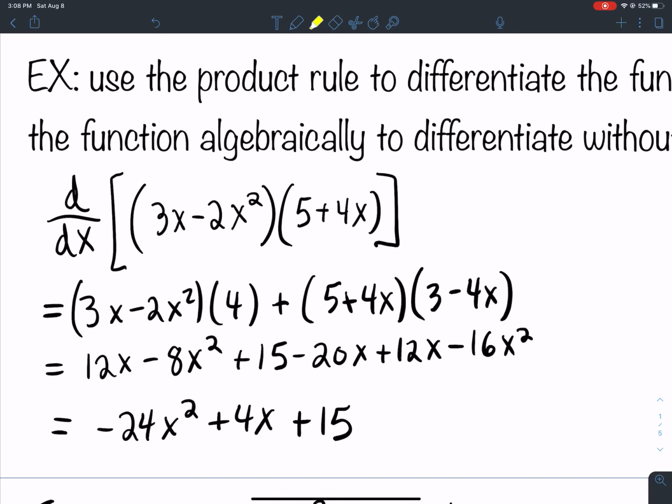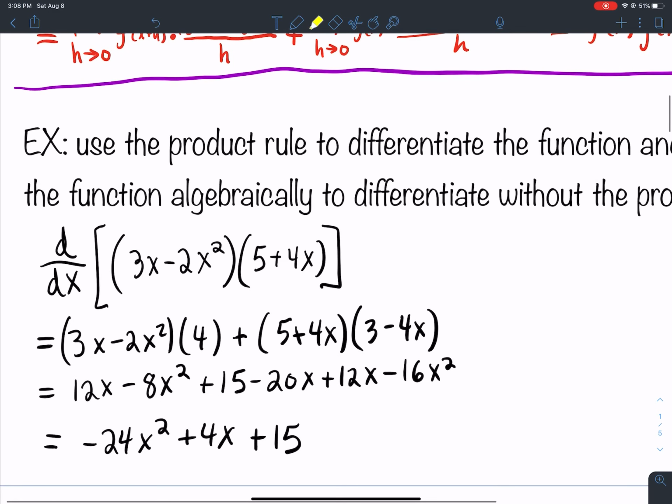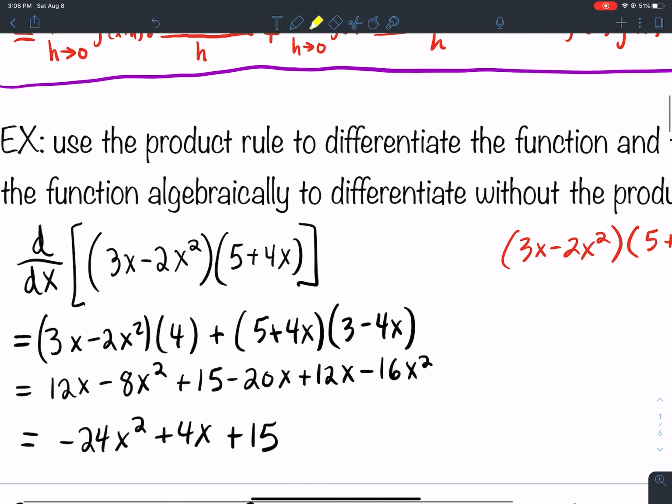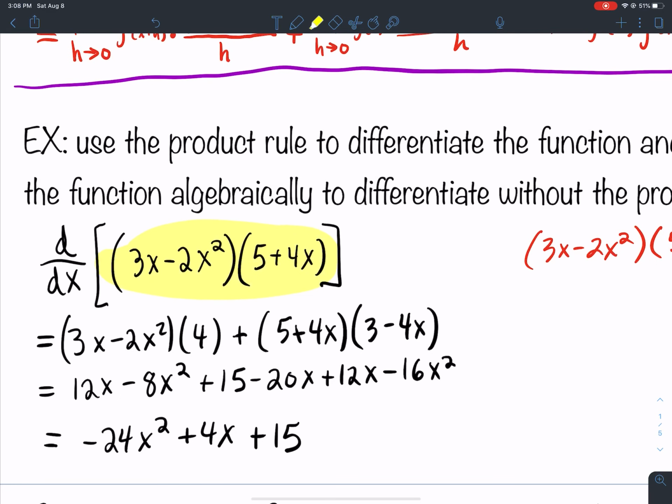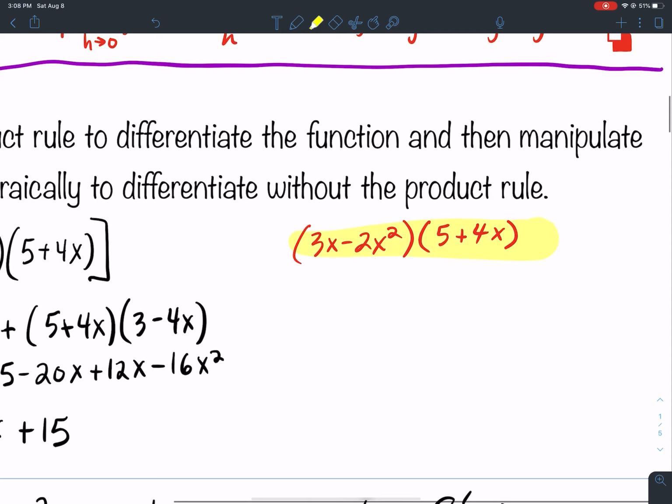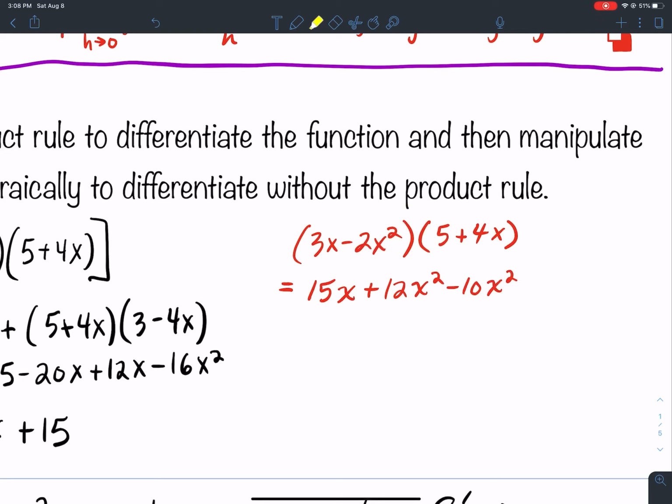But now I want to multiply this out so that I don't have to use the product rule. So instead of using the product rule here because it's multiplication, I'm going to go ahead and multiply this out. And so that means I'm going to FOIL. So first, outer, inner, last. So that looks like 15x. And then 3x and 4x make 12x squared. And then negative 2x squared and 5 make negative 10x squared. And negative 2x squared and 4x is negative 8x cubed.